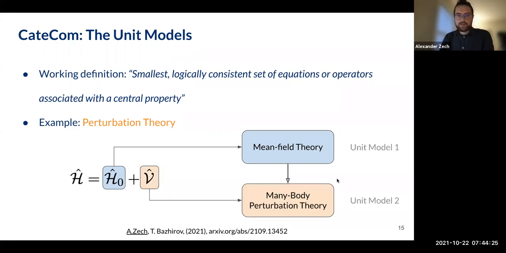And then the second part, like applying these eigenvalues and eigenfunctions to the perturbation theory expressions, this would be then the second unit model. So although we think of perturbation theory as one model, we can really split it into 2 unit models. And especially the mean field part can be reused in different contexts. So it doesn't have to be perturbation theory. You could also think about ab initio wave function methods like configuration interaction.